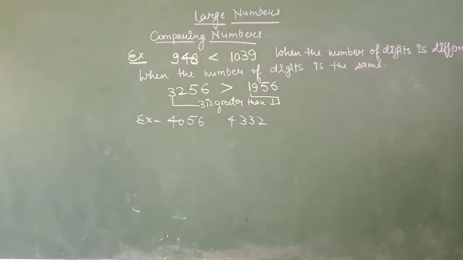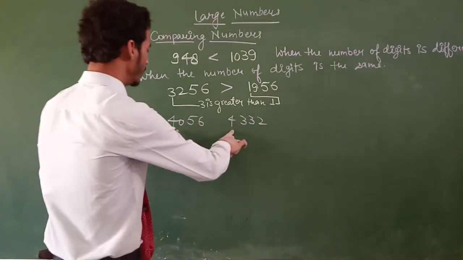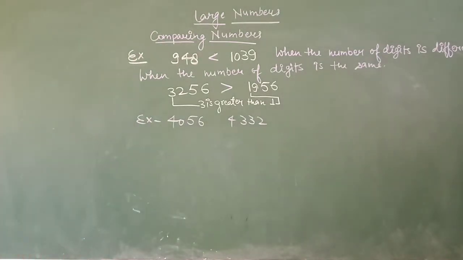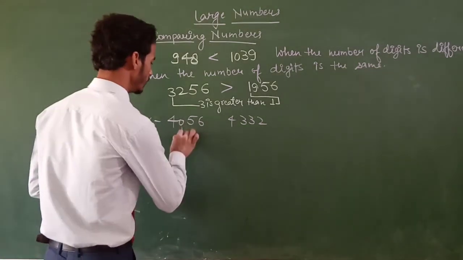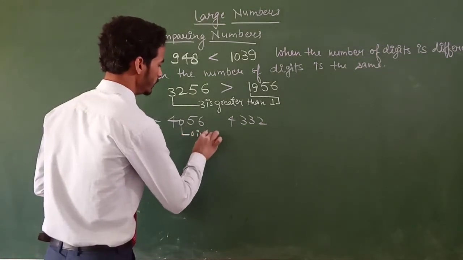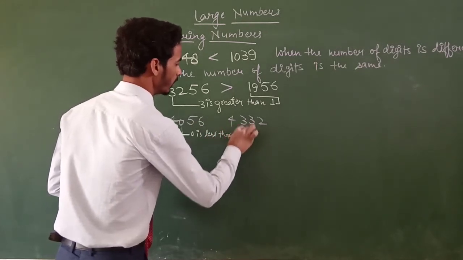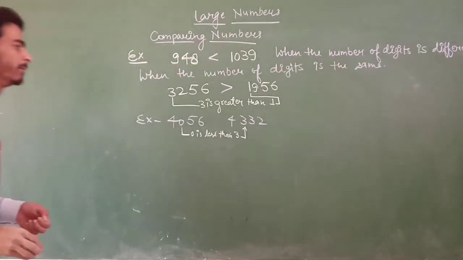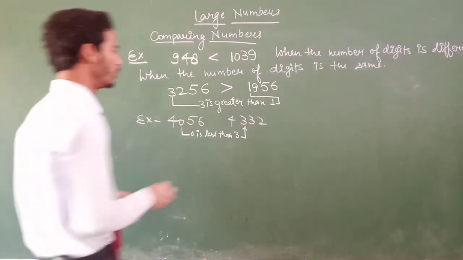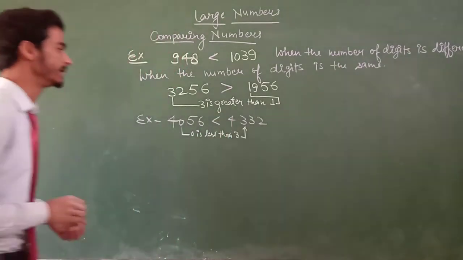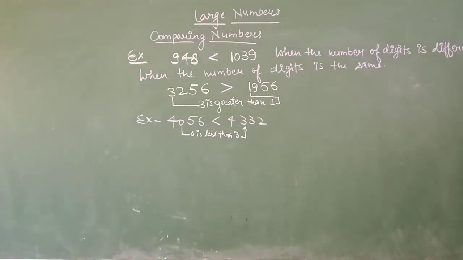You can see here that the digit in the thousand place, 4, is the same. Okay, then we have to compare the hundreds place. You can see here 0 is less than 3, so we can say that 4332 is greater than 4056. In other words, you can say that 4056 is smaller than 4332.